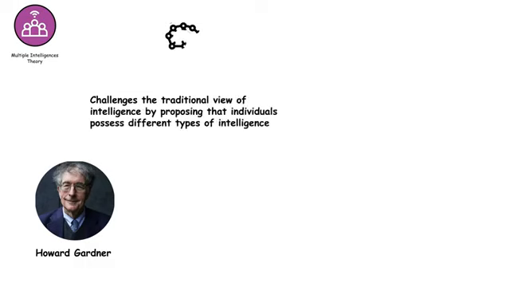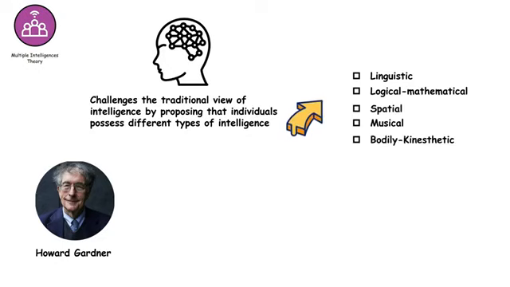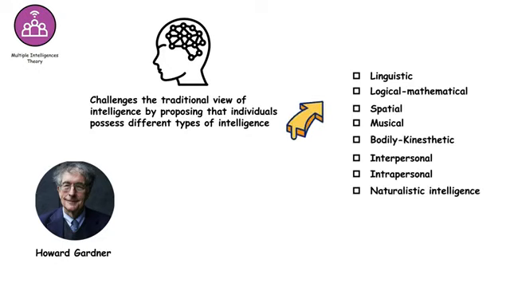Multiple intelligences theory. Multiple intelligences theory, introduced by Howard Gardner, challenges the traditional view of intelligence by proposing that individuals possess different types of intelligence, including linguistic, logical-mathematical, spatial, musical, bodily-kinesthetic, interpersonal, intrapersonal, and naturalistic intelligence.